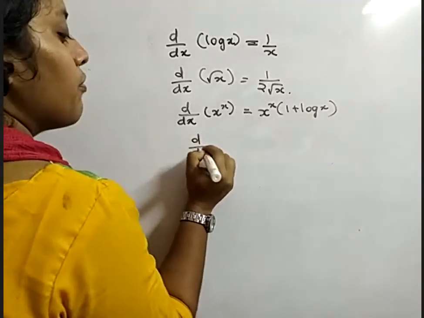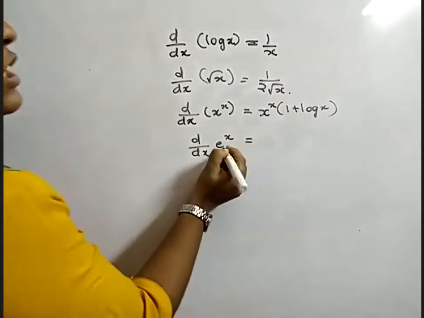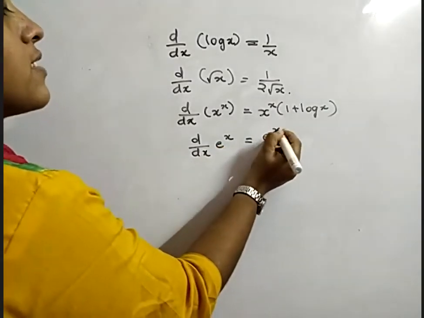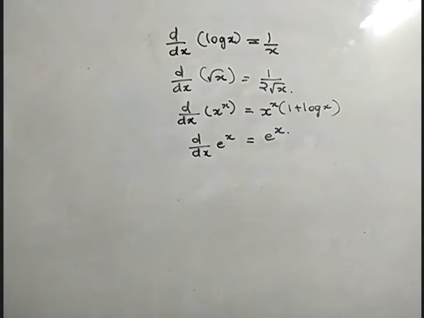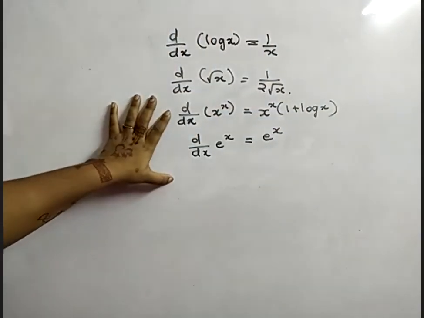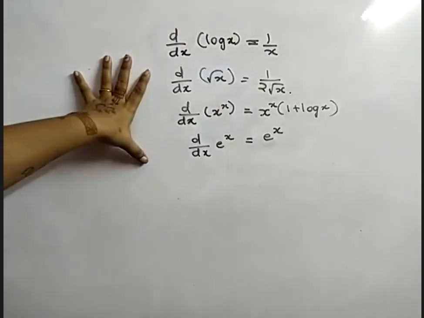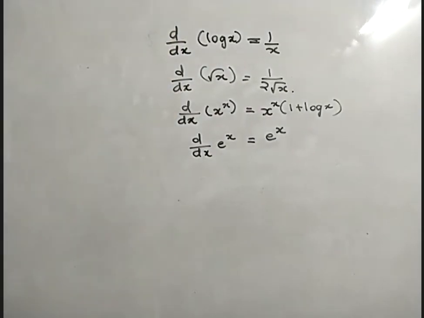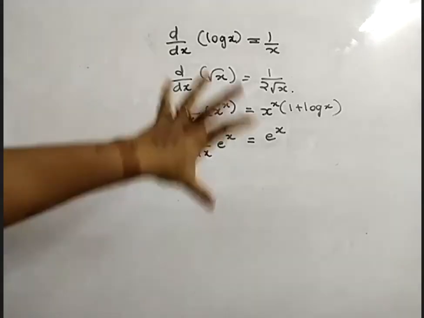d by dx of e raised to x. This is an exponential function. That is e raised to x, e raised to x itself. So put this in a box. Put this also in a box. After this, we'll be having inverse functions. So before that, we'll become thorough in the problems related to this. After that, we'll do the other one. This much is clear, right? So put this in a box.